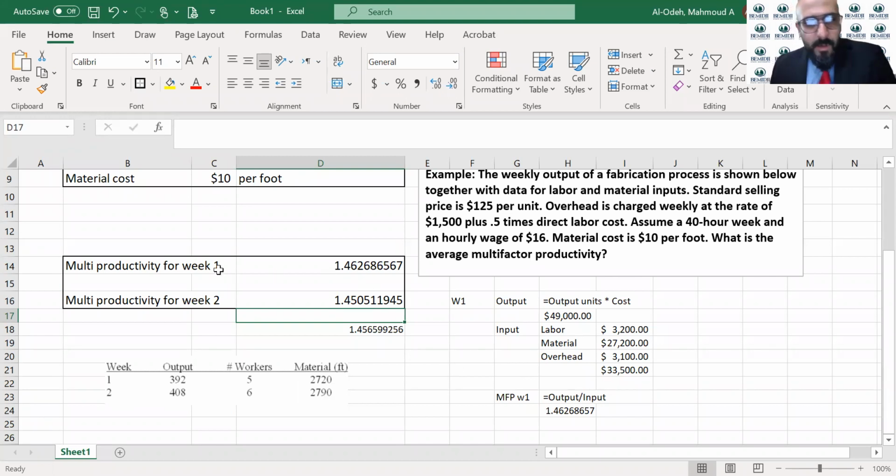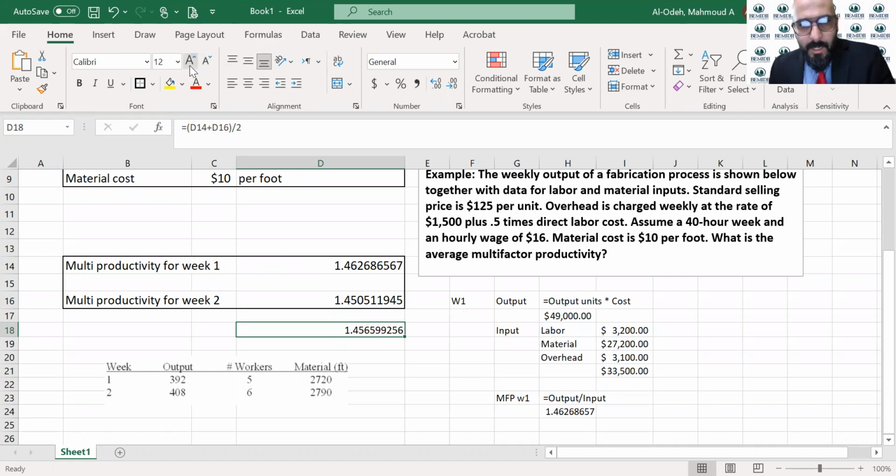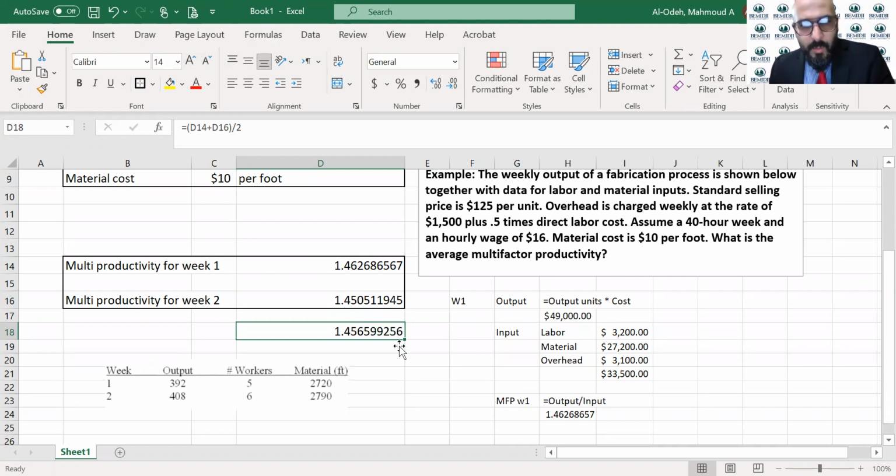So what we have here, the multi-factor productivity for week 1 would be 1.46. The multi-factor productivity for week 2 would be 1.45. So the overall, the average multi-factor productivity would be 1.45, and this is what we get as an average for the multi-factor productivity.